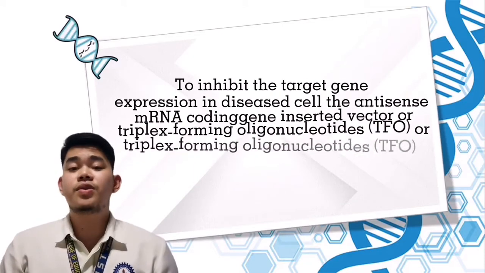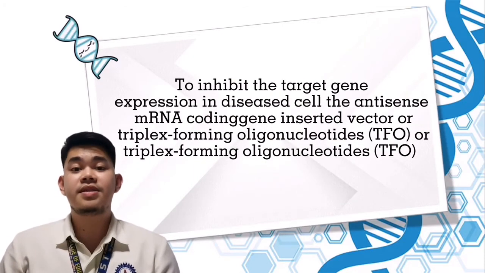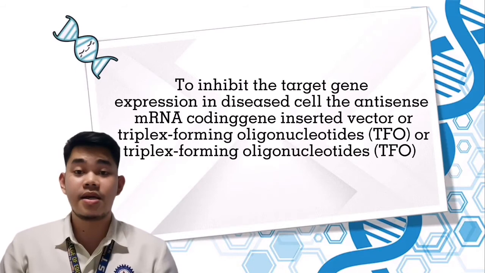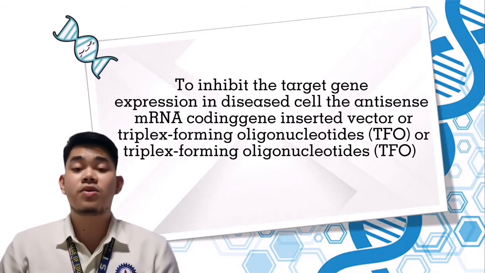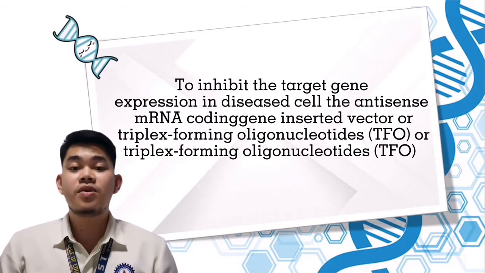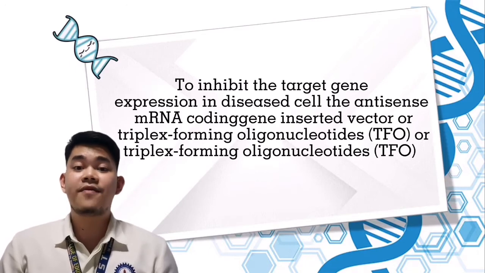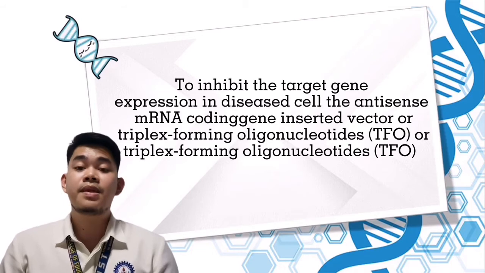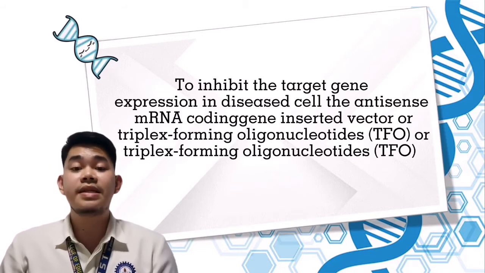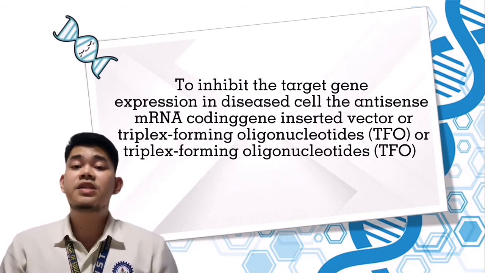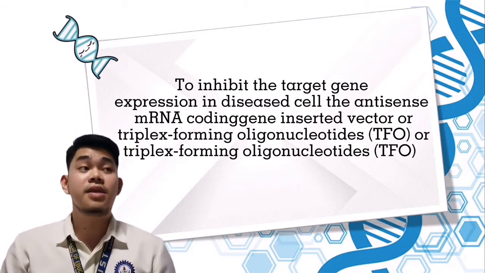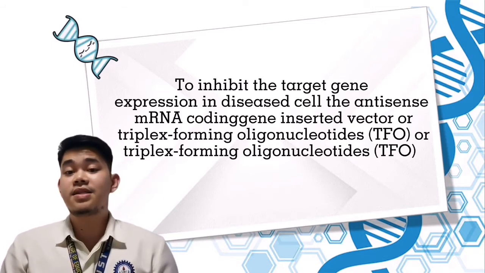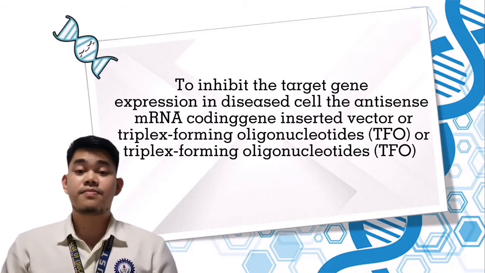In this figure, to inhibit the target gene expression in a disease cell, an antisense mRNA coding gene inserted vector, or triplex forming oligonucleotides (TFO), or antisense oligonucleotides (ODN) can be introduced, which will inhibit the gene expression either by forming a DNA or RNA triplex inside the nucleus or by forming a duplex.